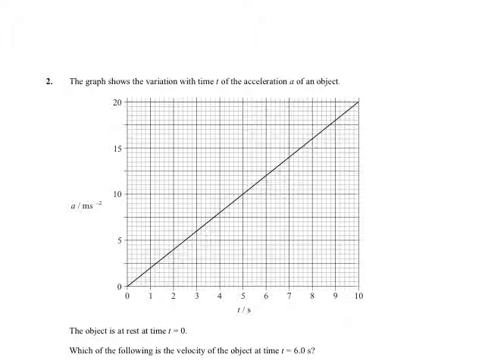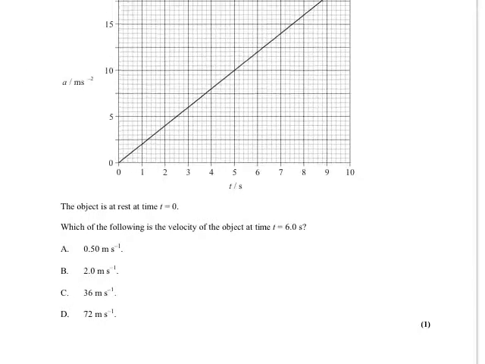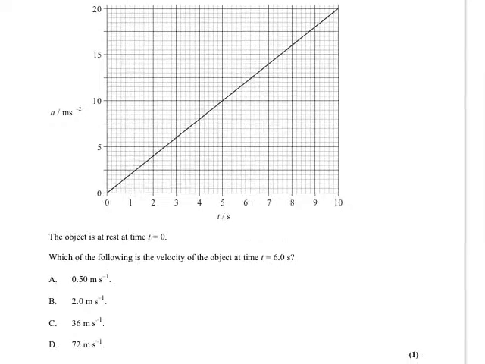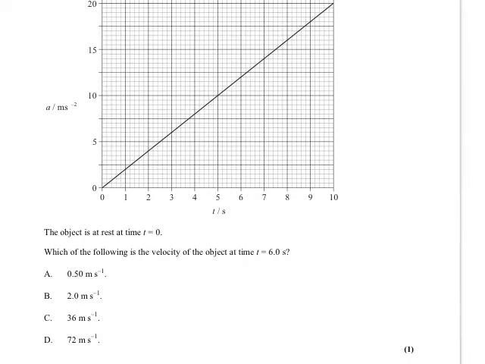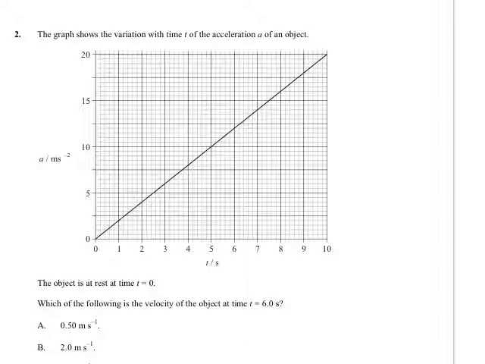Question 2. The graph shows the variation with time t of the acceleration of an object. And the question is, the object is at rest at time t equals 0. Which of the following is the velocity of the object at t equals 6 seconds?